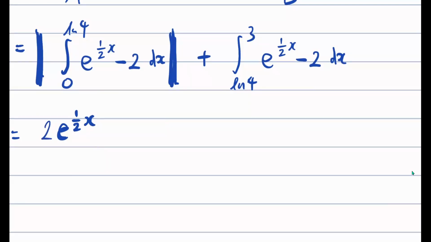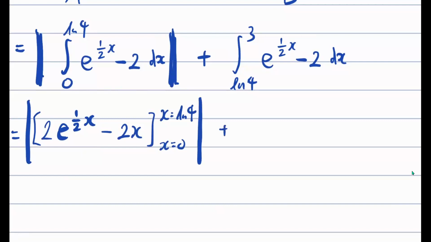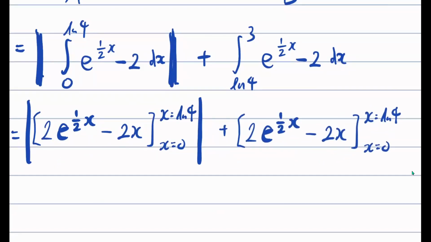Okay. Then integrate negative 2. Minus 2x. Good. Square bracket, x equals 0, x equals ln 4, modulus outside. Good. Plus, let's just copy and paste this whole thing, but all you need to do is to change the limits: 3 on top, ln 4 below. Okay? Clear? You have to repeat a lot of things.